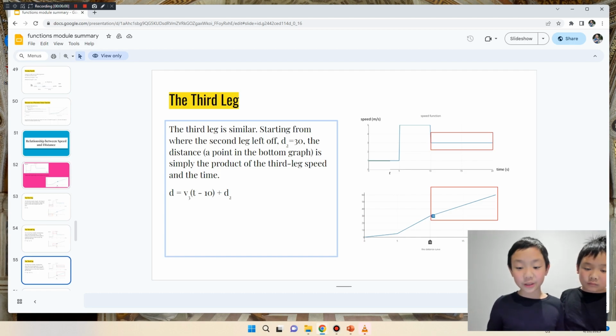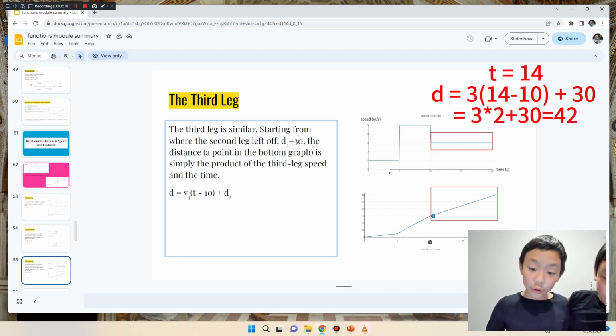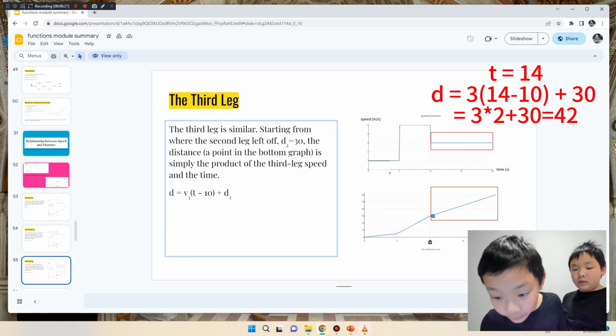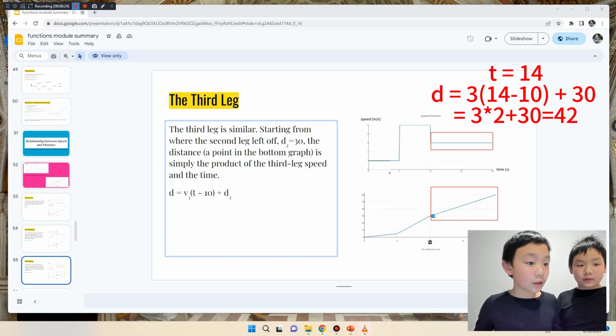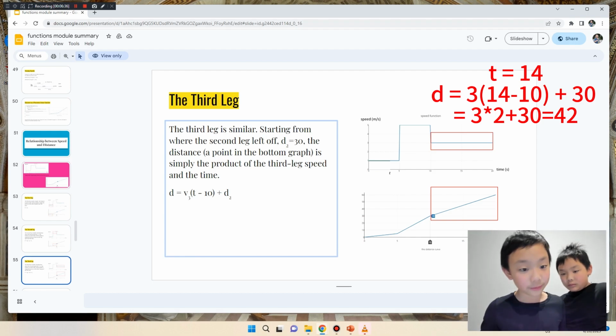Let's plug in some numbers so you can see. Let's say this is 14. T is 14. And the velocity is 3 meters per second, as you can see on the speed graph. So 14 minus 10 is 4. And then 4 times 3 is 12. So it's 12 plus 30. 12 plus 30 is 42. So when the time equals 14, the distance should be 42, which is somewhere here.